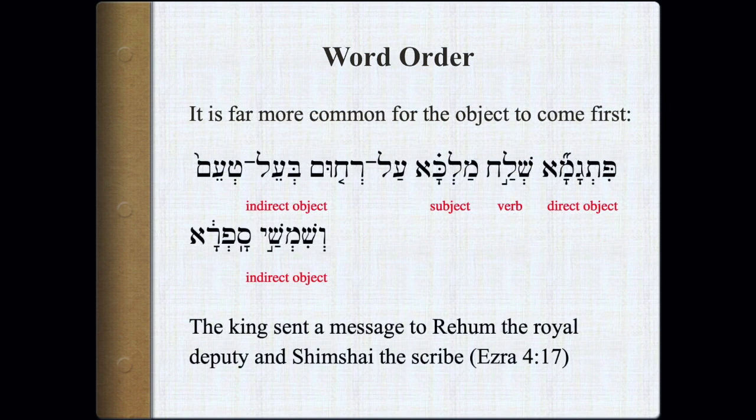But it is far more common for the object to come first. So here, the king sent a message to Rehum, the royal deputy, and Shimshai the scribe. It is actually the direct object which occurs first. The message, or a message, and then the verb, and then the subject, and then the indirect objects.